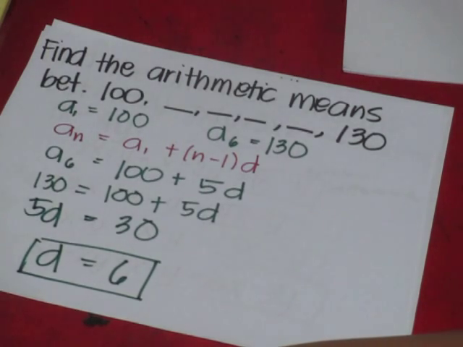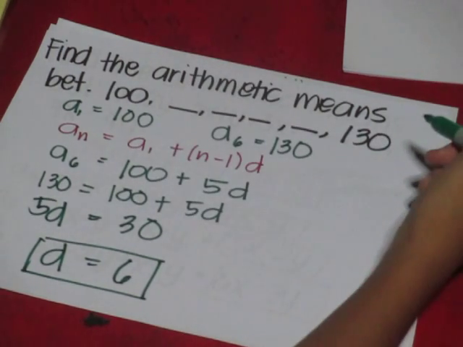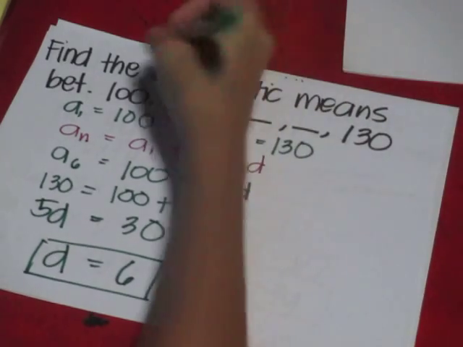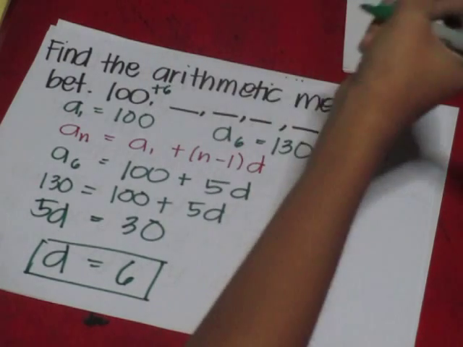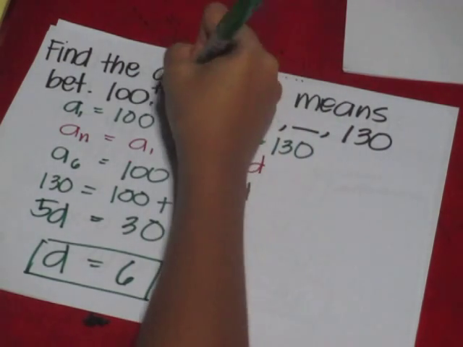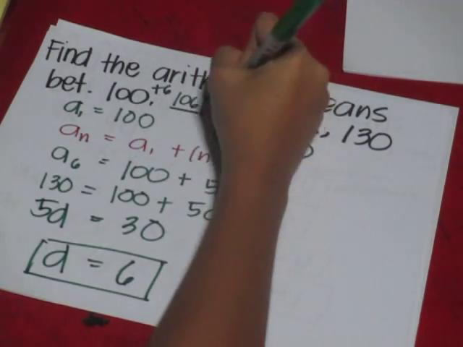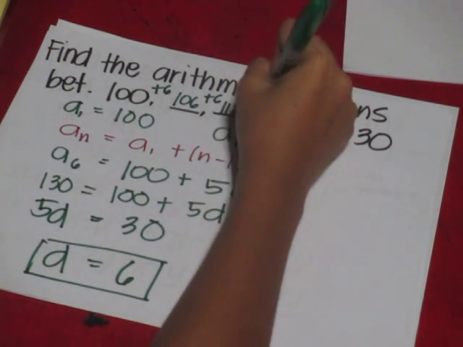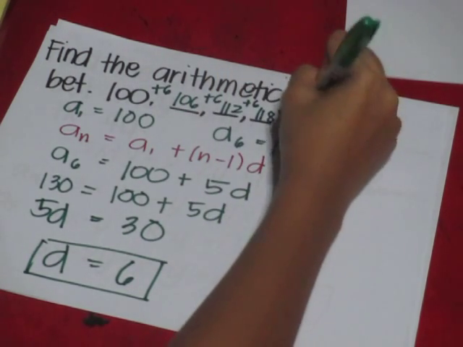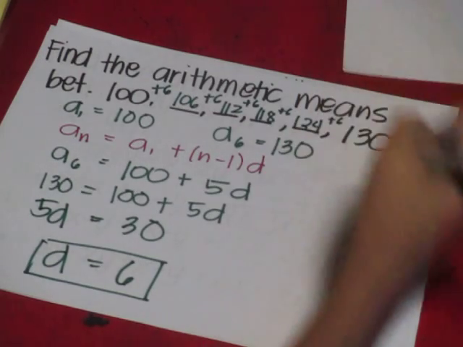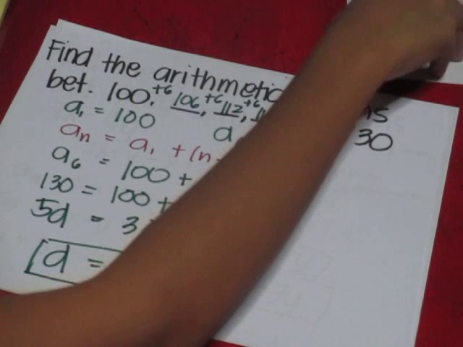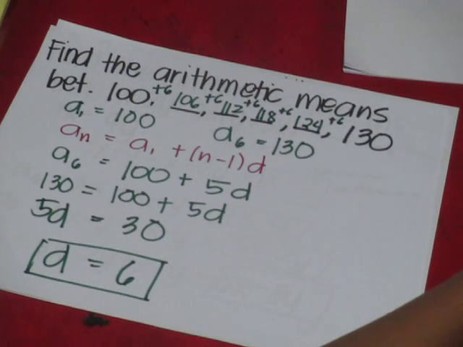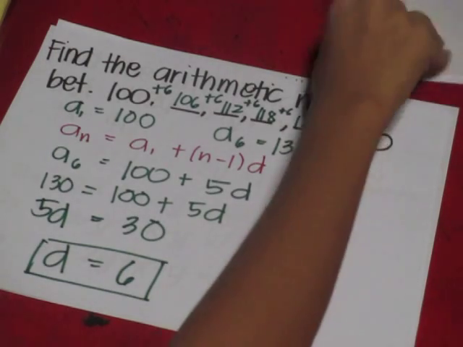So now that you found the common difference, you can easily find the arithmetic means. So you need to add 6 to 100, so 106, 112, and so on. So now you can have your arithmetic means. That ends the lesson for arithmetic sequences. Next will be arithmetic series.